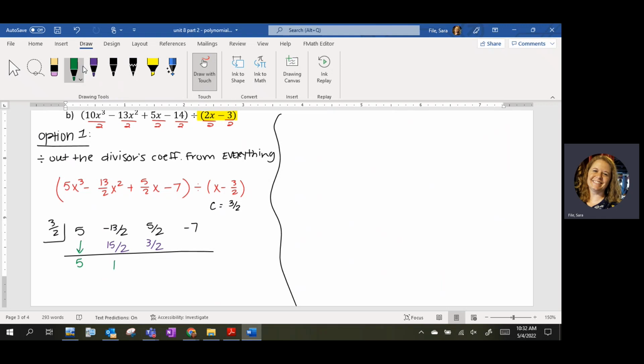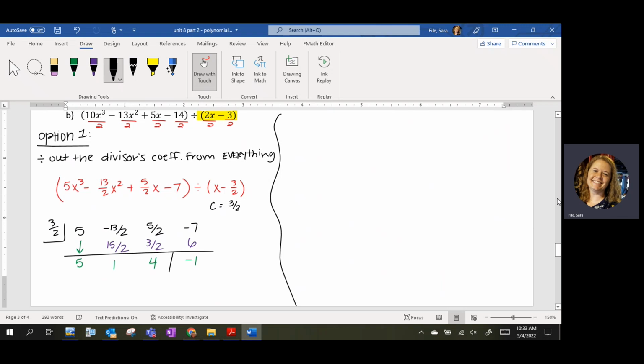What is that? 8 halves. 8 over 2. 4. Okay. 3 times 4 is 12. So this is 12 halves. What's 12 over 2? So that's just a 6. And when I add that, I get a -1 remainder.